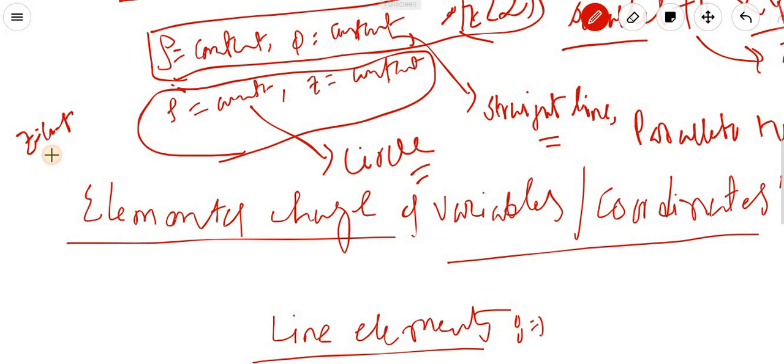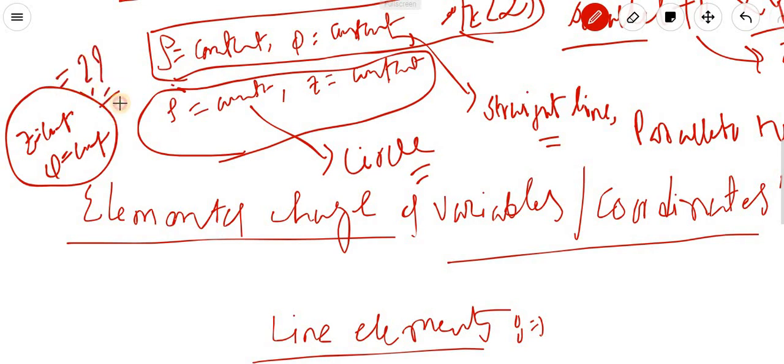And if z is constant and phi is constant, what will we be getting? It is your task. Please let me know in the comment box.